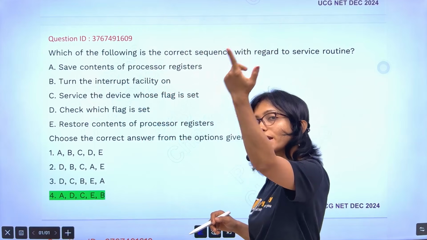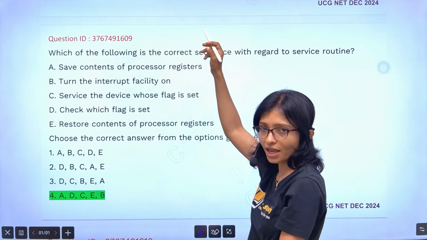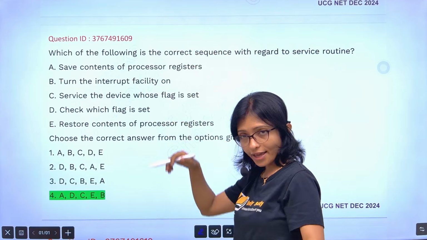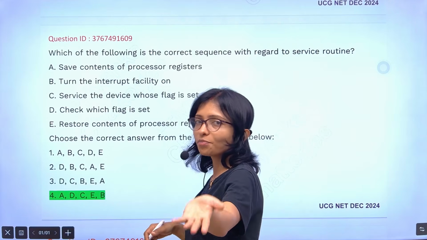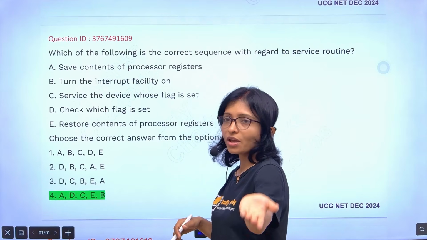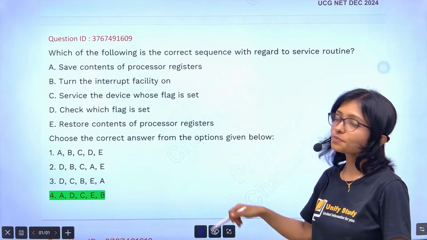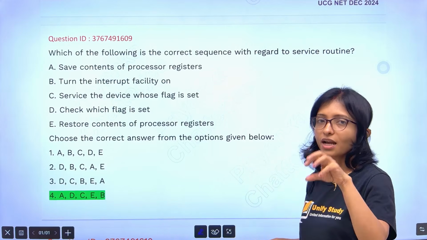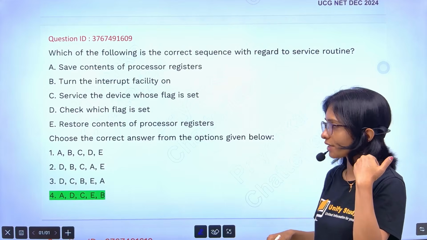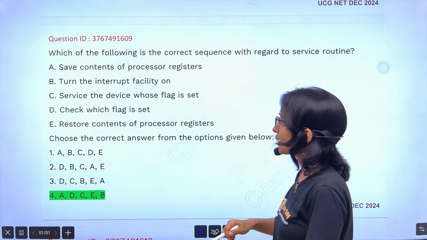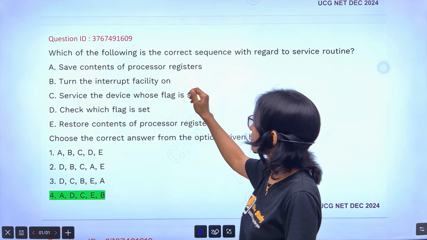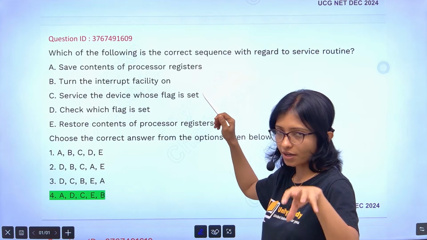I have to go to that location, which means I have to scroll up. I have to go to that location and resolve that interrupt, which means I have to resolve that doubt. And after that I have to come back. How? Because I have to store it. I have to store and restore the checkpoint. So here, save the content of the processor register wherever I am.